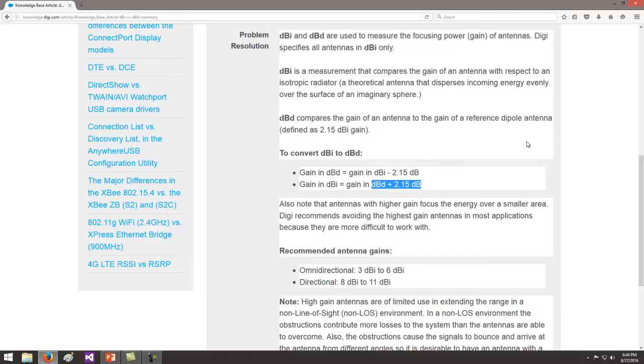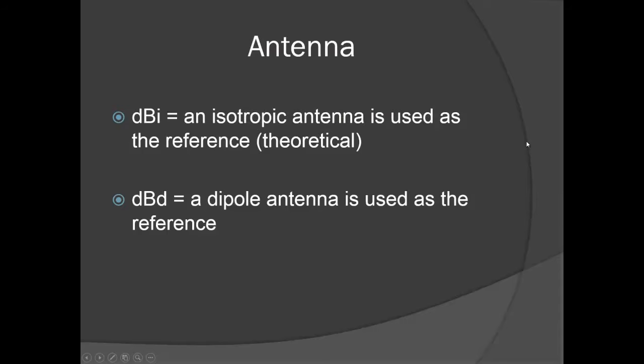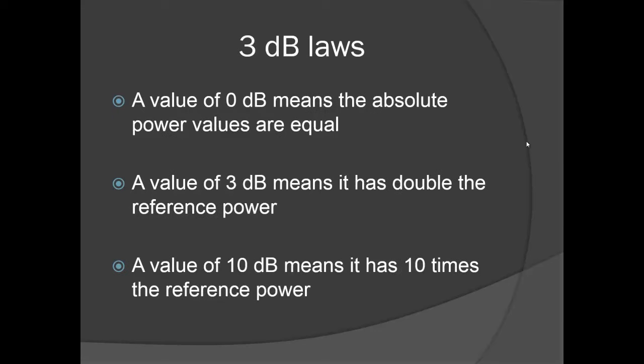Now, in today's world, I think almost all the antennas have a dBi rating. I don't think you see a whole lot of dBd anymore. But just in case if you ever see that. That used to be a test question on the wireless exam, but now I think that they're more about the 3 laws of dB. According to your book, they have 3 laws: the law of 0, the law of 3, and the law of 10.